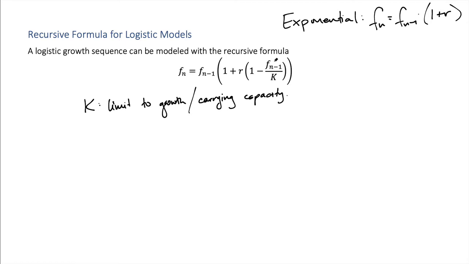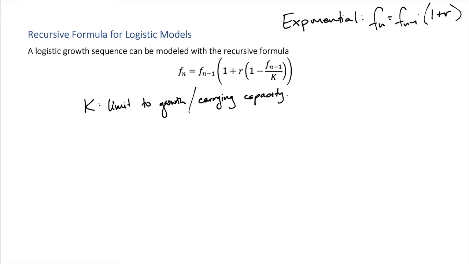is really close to k, then this fraction will be really close to 1. And if that's really close to 1, then 1 minus that will be really close to 0. So this formula tells us that if I'm close to that carrying capacity, if I'm close to that limit, then I'm not going to grow very much because I'm so close to my limit. So there's our formula for the logistic growth recursive formula.